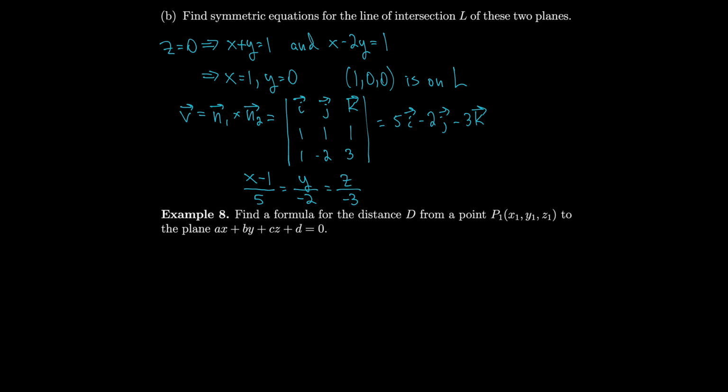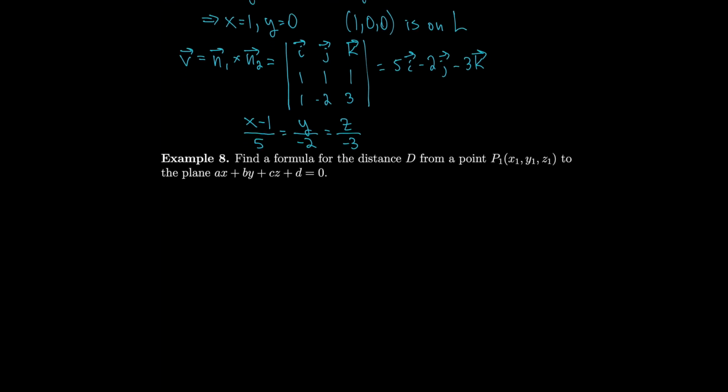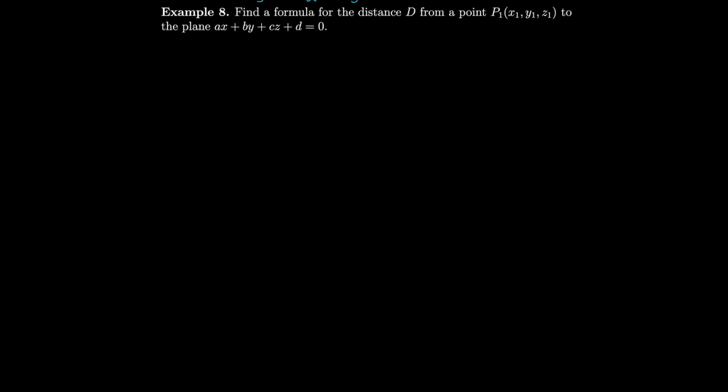How about a formula for the distance between a point and a plane? Let's see if we can build this. We need to start with some point on the plane. So how about we say that that's p naught. And it would be nice to see a vector that represents the distance from p naught to p1. So we'll call it the vector b. So that'll be the vector that goes from p naught to p1.